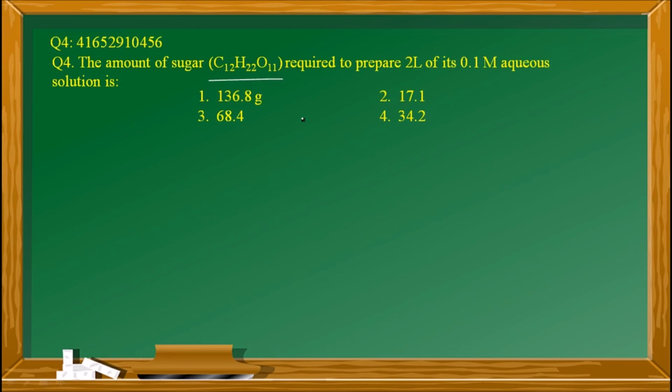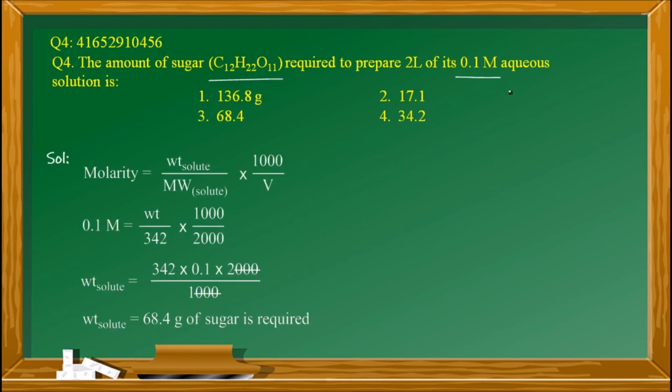C12H22O11 required to prepare 2 liters of its 0.1 molar aqueous solution is... So what is the molarity formula? Weight by molecular weight into 1000 by V. Just substitute the values. 0.1 molarity, yes, they have given. Weight by 342. What is 342? It is the molecular weight of sugar, C12H22O11.